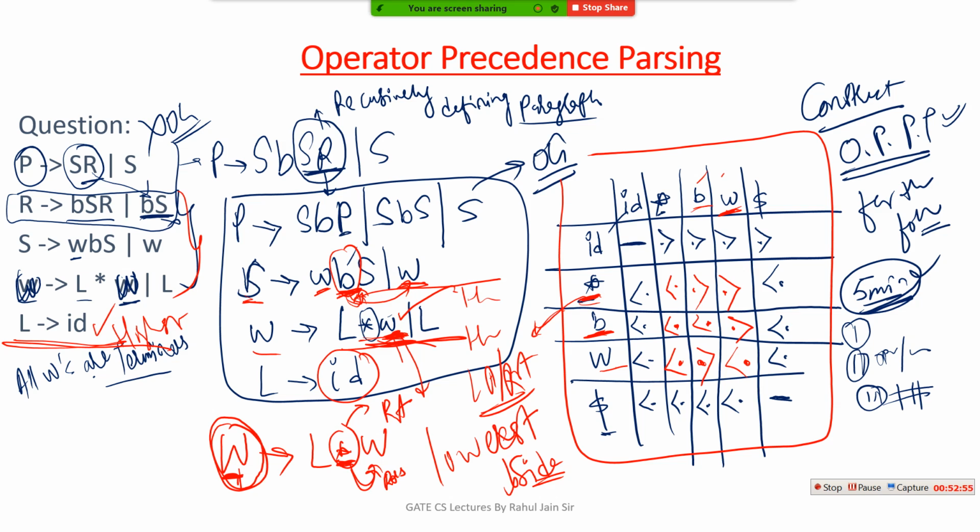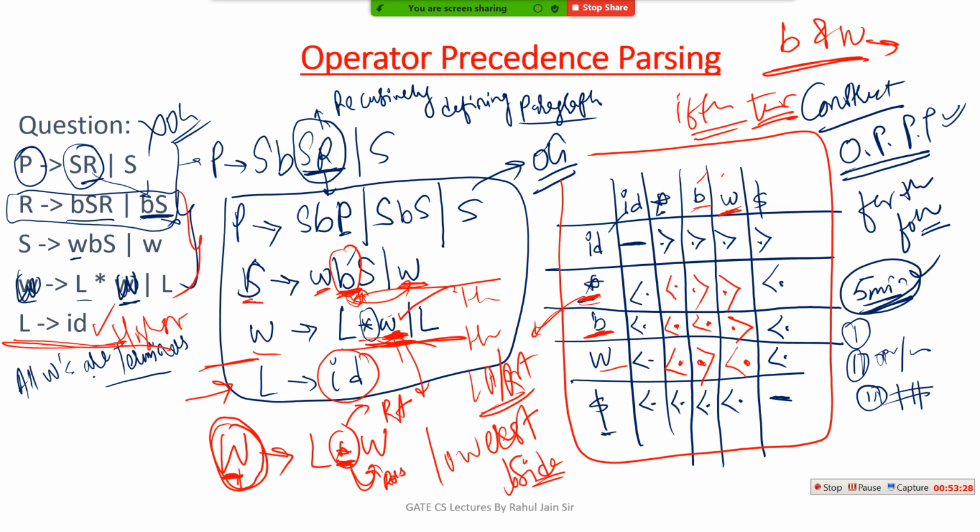Okay, many candidates are facing problems in the red area. Don't worry. Now I am comparing between B and W for terminals. If there are multiple terminals, guys, make a note: the terminal that exists on the lower side has higher precedence. Whatever terminal exists in the lowermost side has the highest precedence.